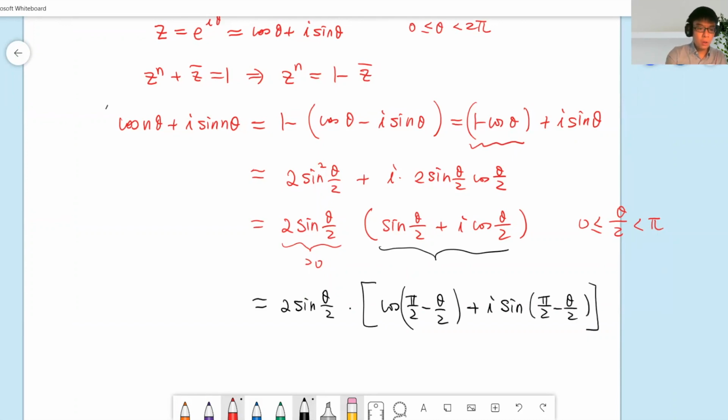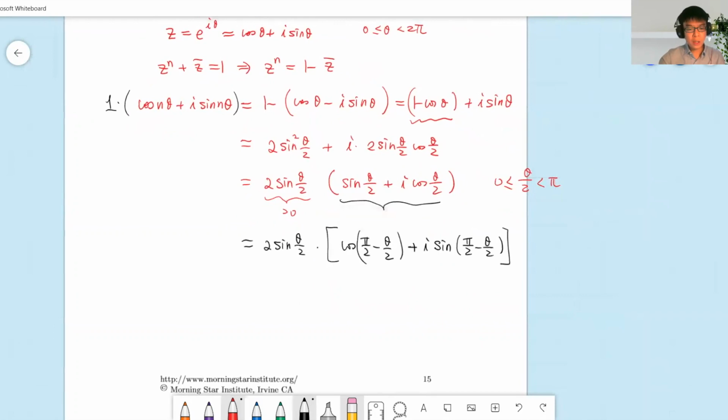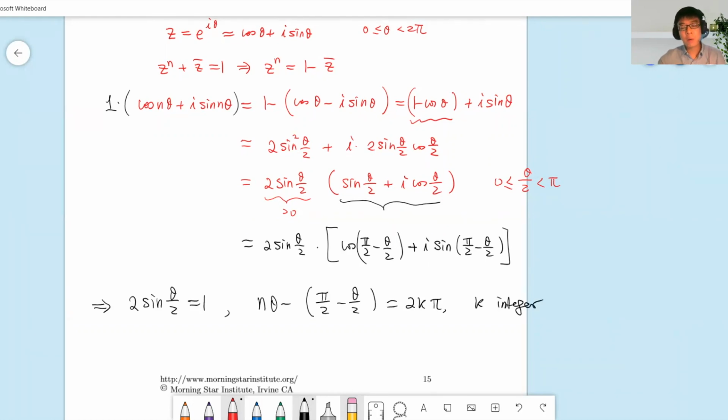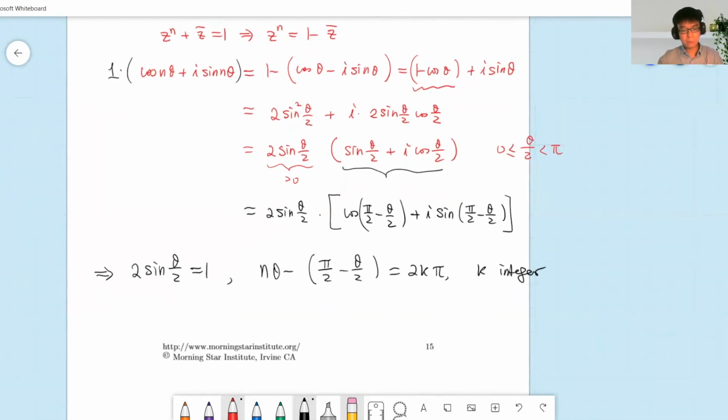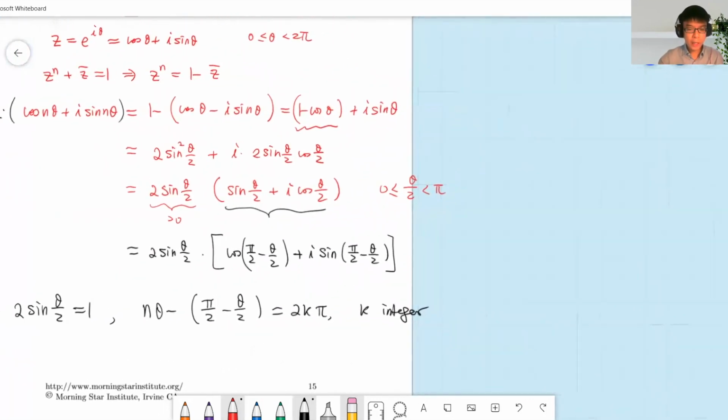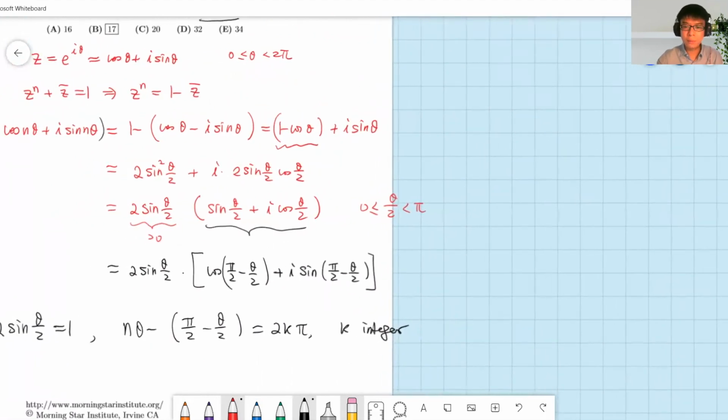Now we'll compare. So on the left hand side the modulus is 1. And the angle is n theta. So we should have the following equations. First, the modulus equals 1. And second, the angle, okay, this pointing to the same direction. So n theta minus pi over 2 minus theta over 2. This should be a multiple of 2 pi, let's say 2k pi. So k is integer. That's the requirement to make the equation hold here. Now from first equation, we have a sine half theta equals 1.